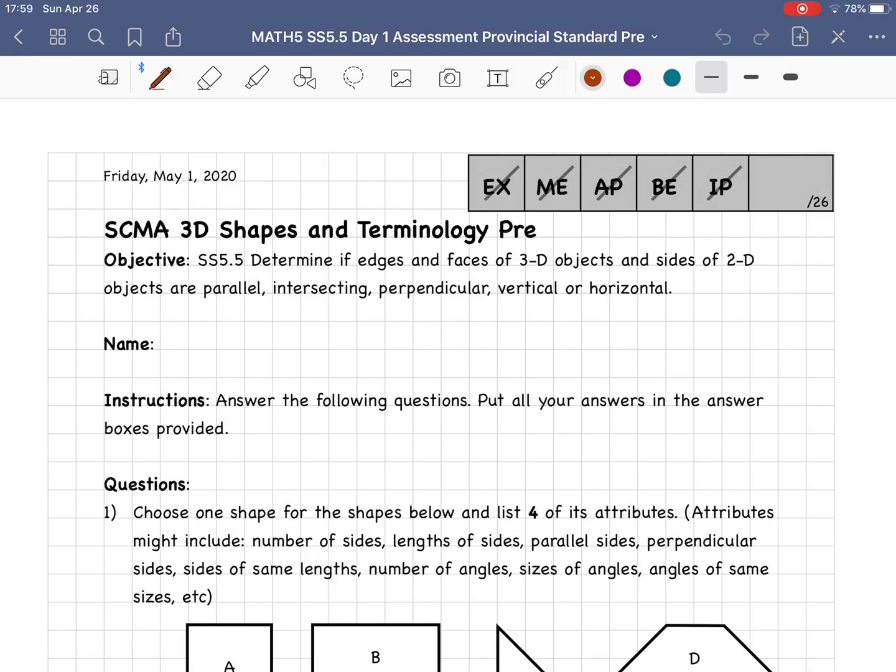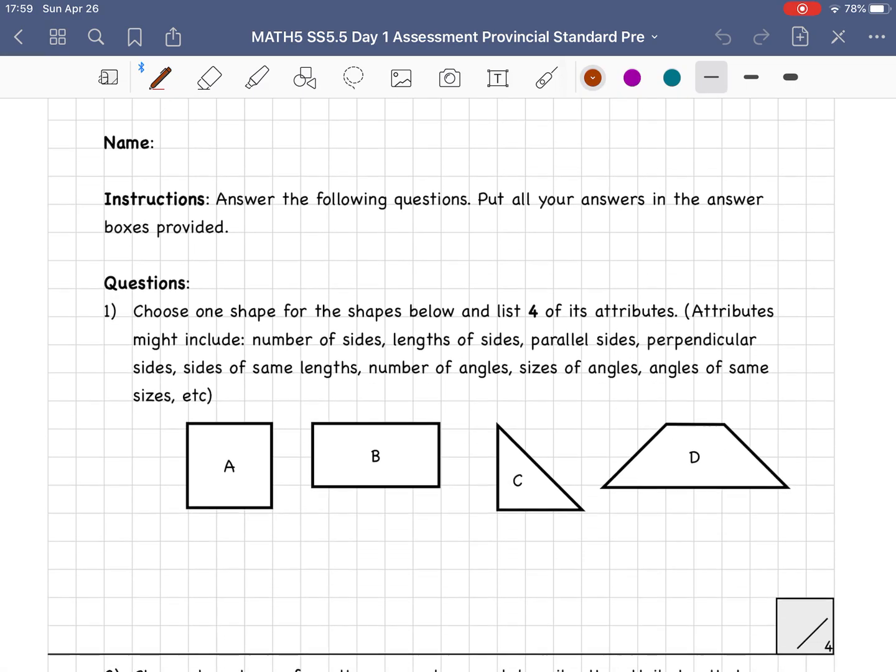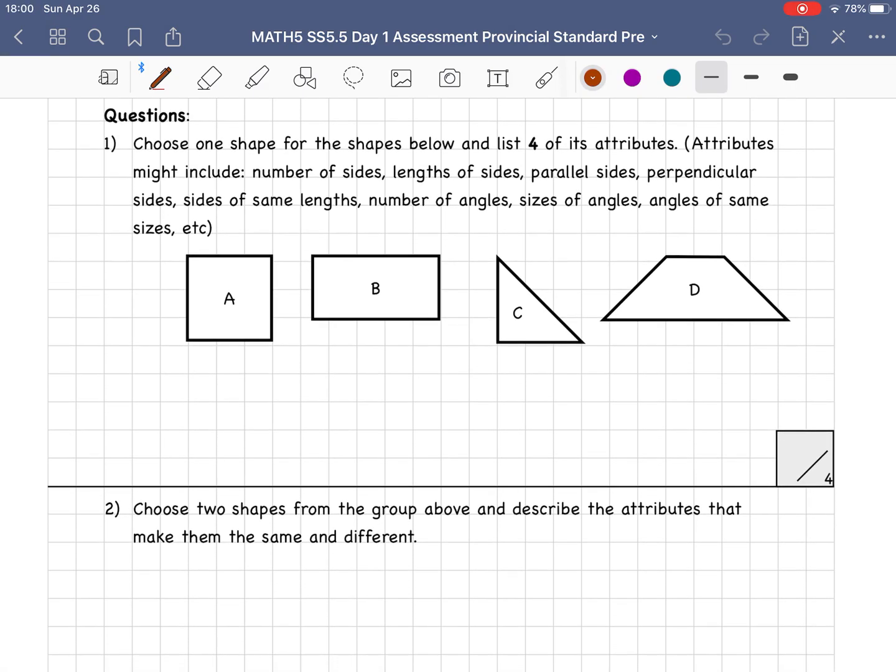Hello, this is Mr. Stein, and in this video we are going to go through the 3D shapes and terminology pre-assessment. Okay, so let's take a look at our questions here.